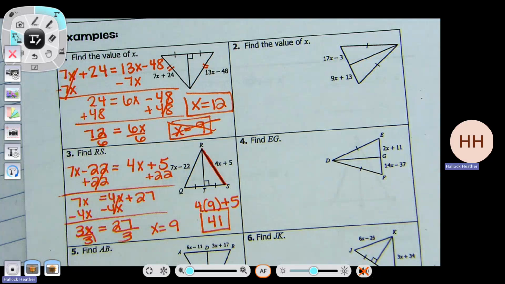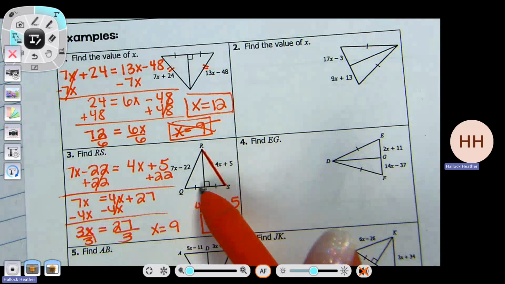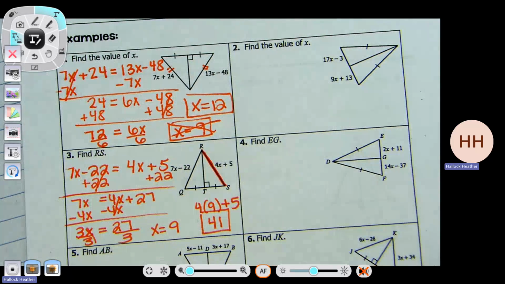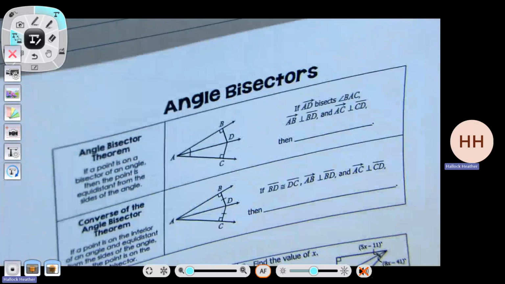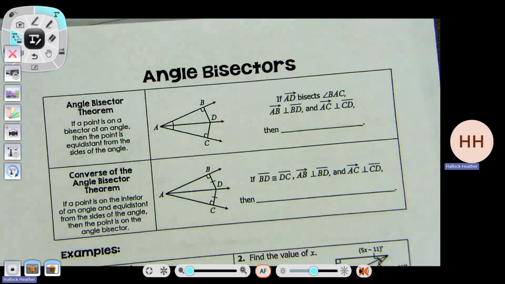Okay, let's move on to the next side. So the next side is angle bisectors. Angle bisectors are kind of like the same thing. These are perpendicular bisectors of a triangle, so it's like cutting the segments in half. This is an angle bisector. Same idea, but now we're talking about the angles.